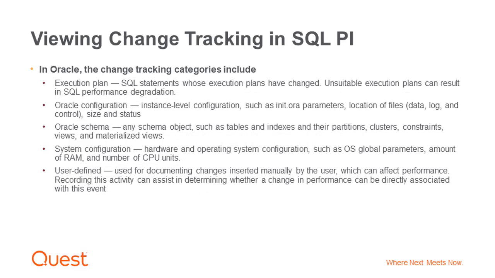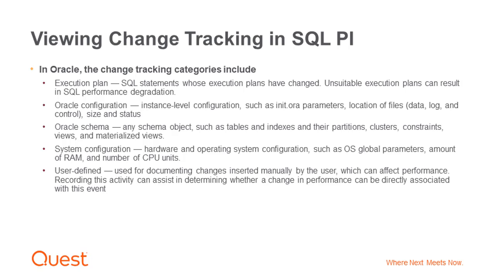In Oracle, the change tracking categories include execution plan, SQL statements whose execution plans have changed. Unsuitable execution plans can result in SQL performance degradation. Oracle configuration, instance level configuration such as init.ora parameters, location of files, data, log, and control, size, and status. Oracle schema, any schema object such as tables and indexes and their partitions, clusters, constraints, views, and materialized views.